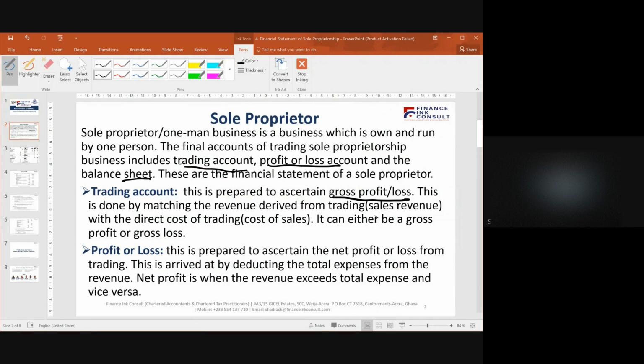And matching your cost of sales against your revenue, or what I would say is revenue minus your cost of sales, gives you your what? Your gross profit or your gross loss.